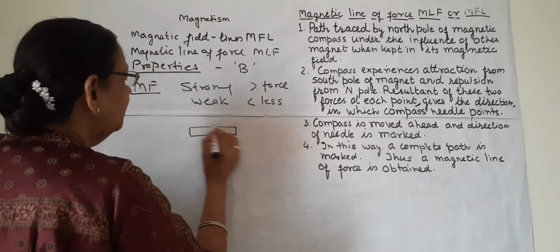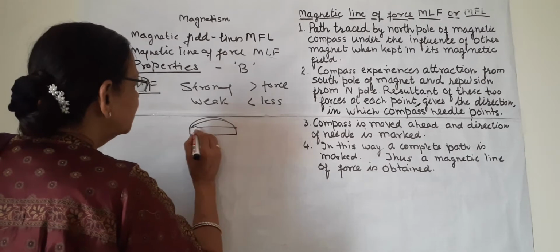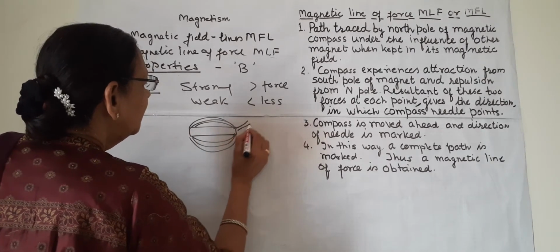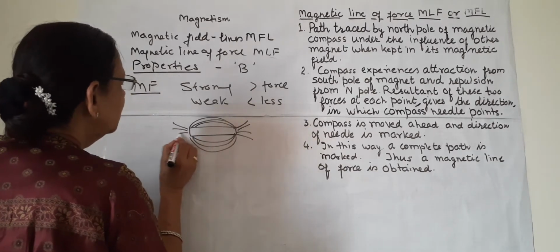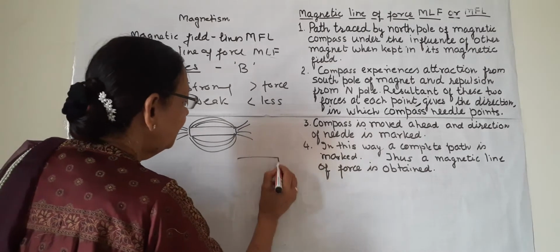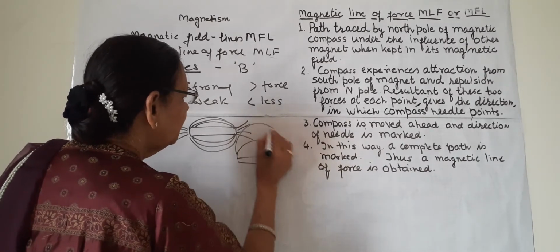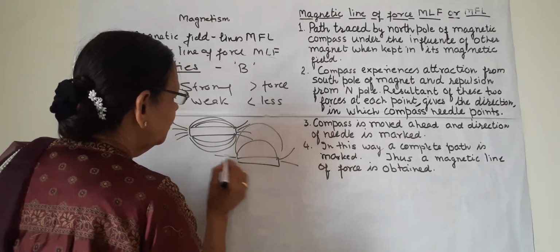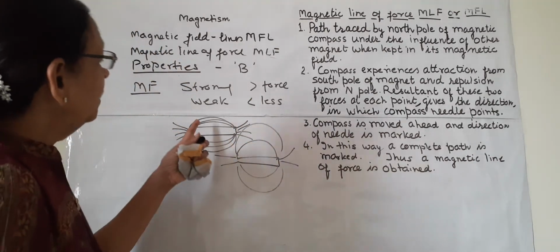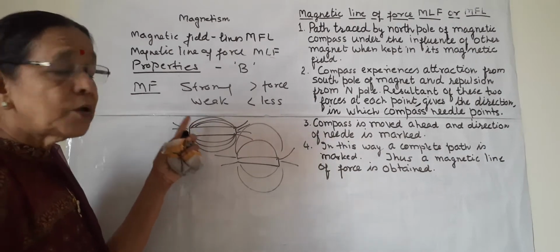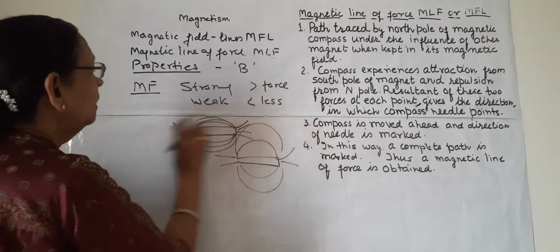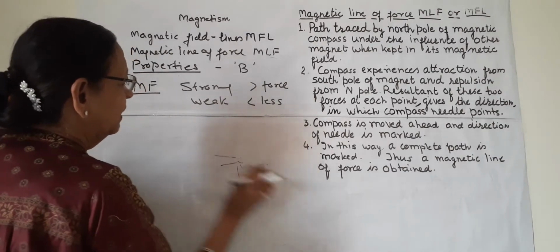If this is a magnet, as we have just discussed, if the lines are close to each other like this, then it shows that the magnetic field is strong. And if lines are quite far apart from each other, it shows that the magnetic field is weak. So the dense or rare magnetic lines show a strong or weak magnetic field.